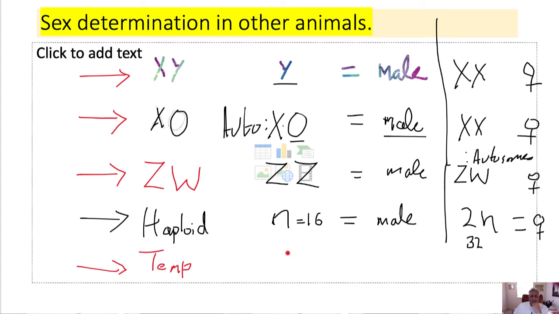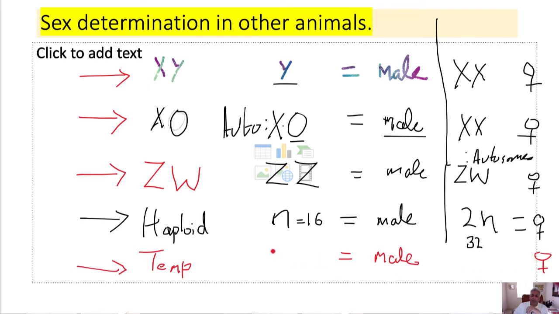And what we find here is that at one temperature, if the egg is incubated at one temperature, it'll become a male. If that same egg happens to be incubated at a different temperature, it'll become a female. And I think your book talks about the American alligator. That's a classic example, right?